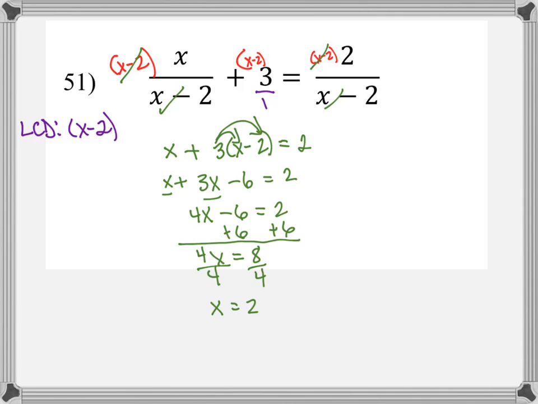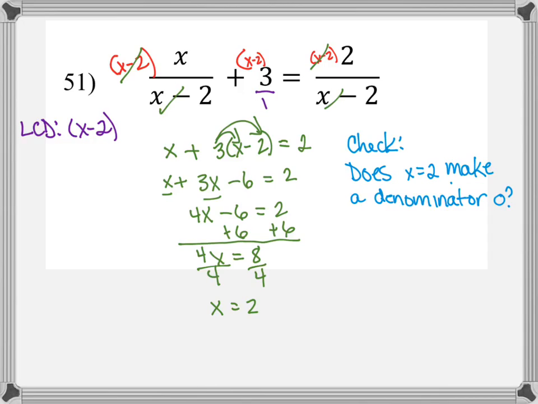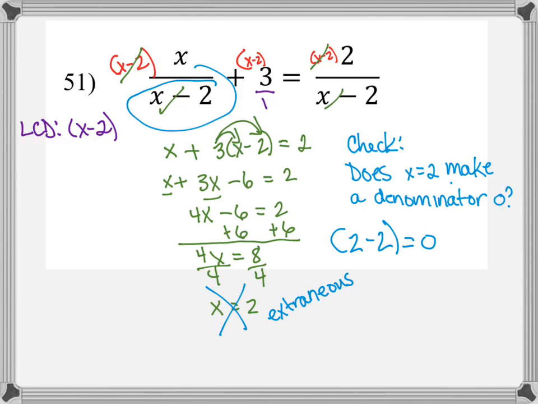So x equals 2 is our potential solution, but remember, we need to check. Does x equal 2 make a denominator 0? So if I put x equals 2 into a denominator like x minus 2, does 2 minus 2 equal 0? Yes. That means x equals 2 is not a solution. Technically, it's considered an extraneous solution.